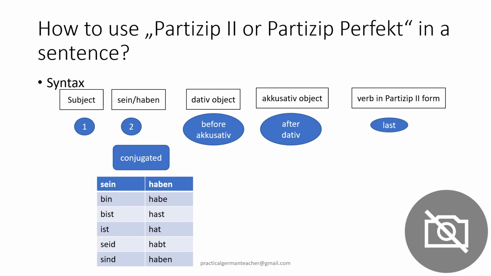I hope you know when to use bin, when to use bist. Bin is first person singular, bist is second person singular, informal. I also hope you know when to use hat, when to use habt. Hat is third person singular, habt is second person plural informal. Okay, I hope it's clear what I'm trying to say over here. If not, please refer to our previous sessions.